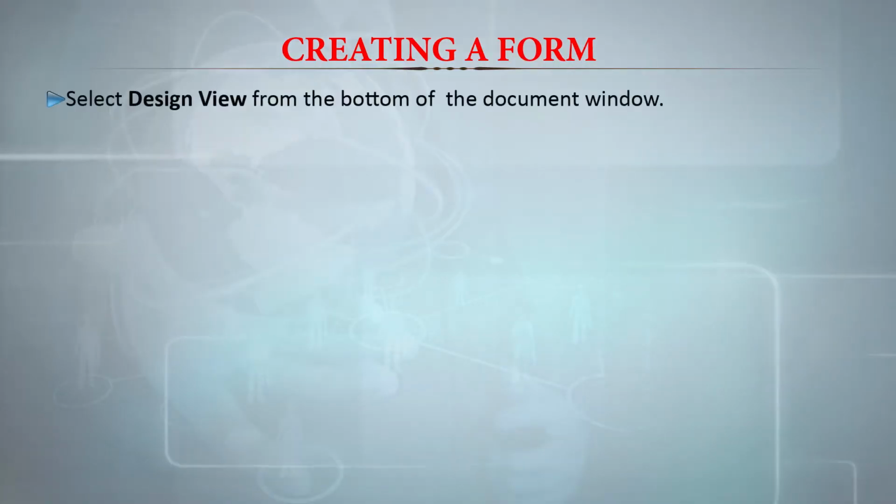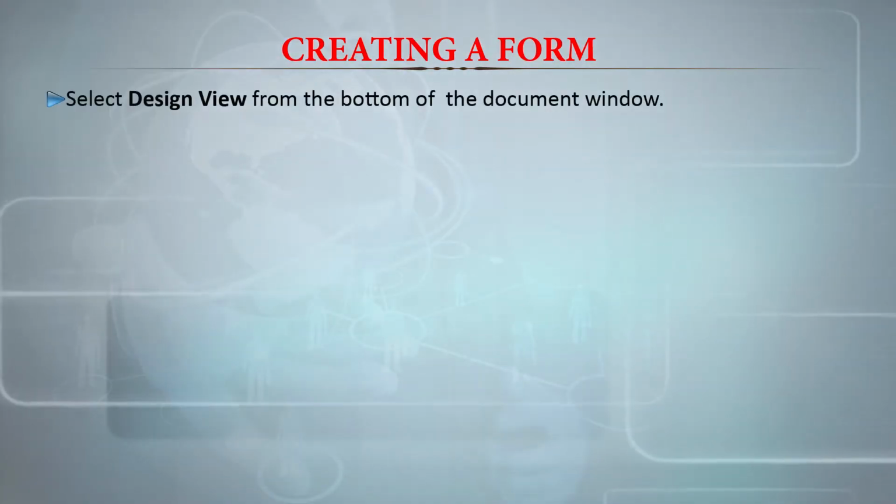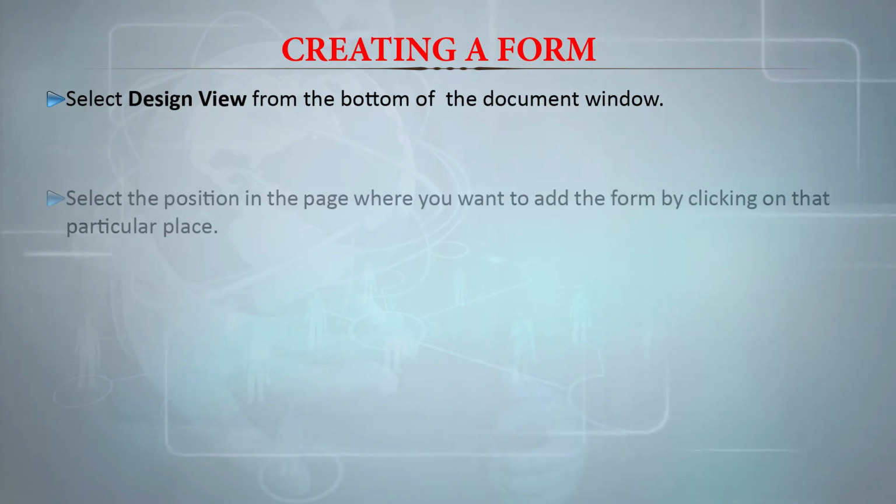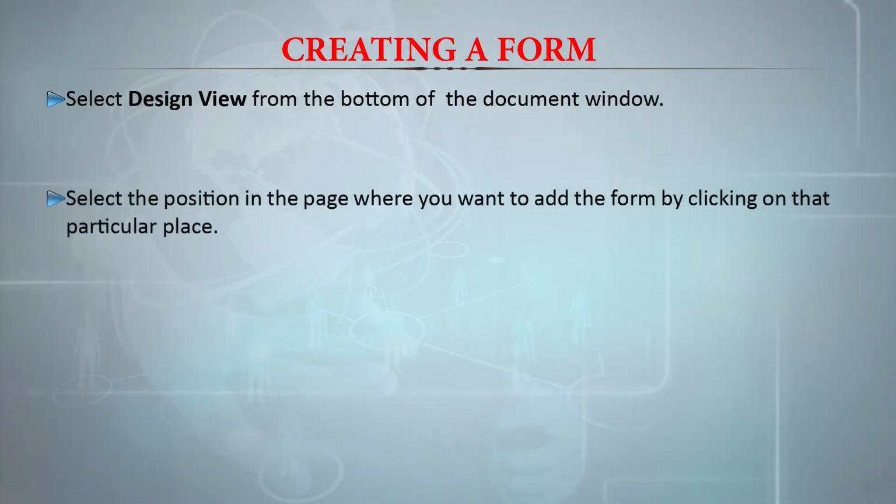Now you are familiar with the forms, but how to create the forms and how to add various items into them. For that, there are some things which will be very useful to you. So first let us see once again how to create a form. For that, you select the design view from the bottom of the document window. Select the position in the page where you want to add the form by clicking on that particular place.